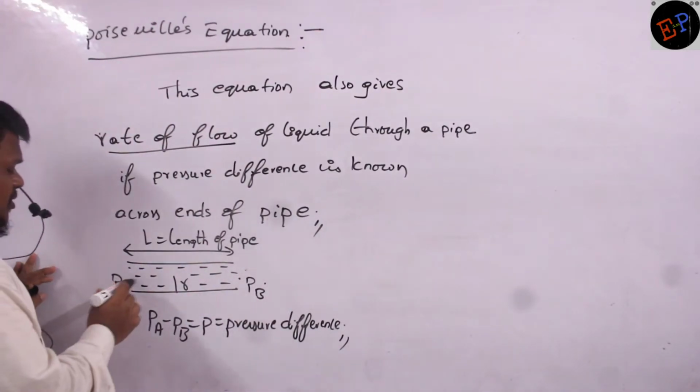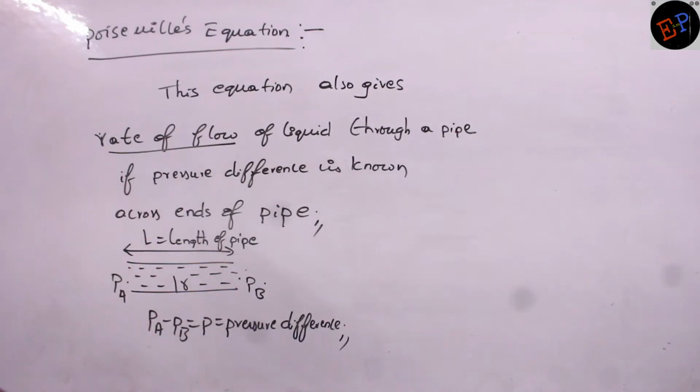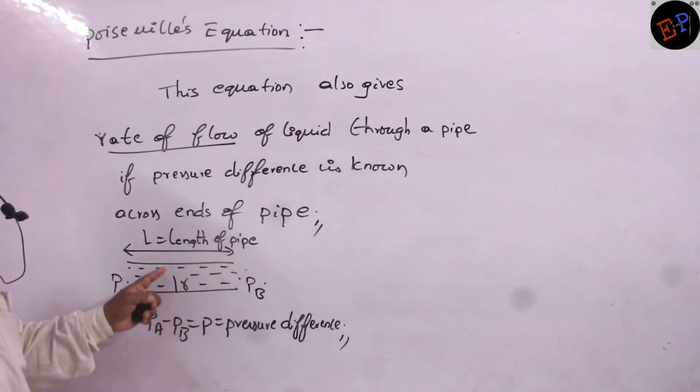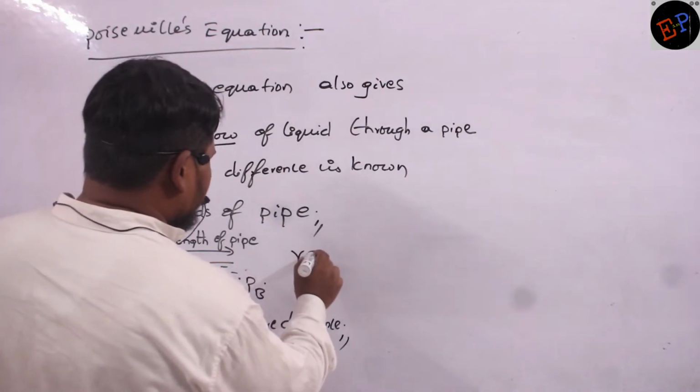So therefore, what is PA minus PB? Pressure difference between 2 points. L is length of the pipe. R is radius of cross section of this pipe. So write down R value also. R is called what? Radius of pipe.